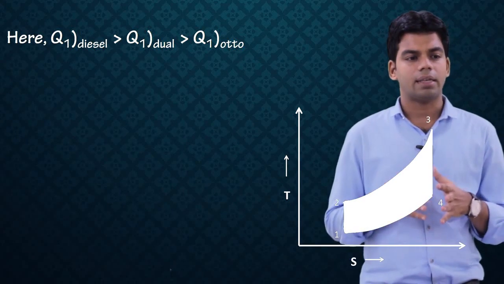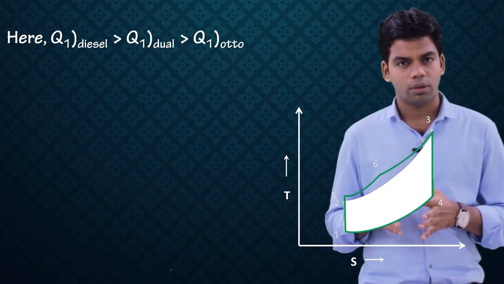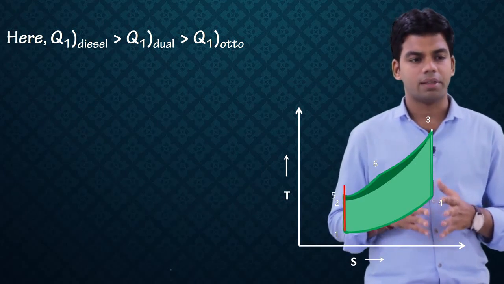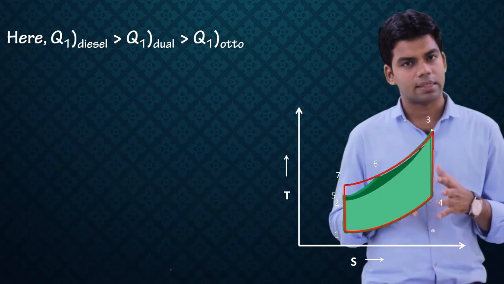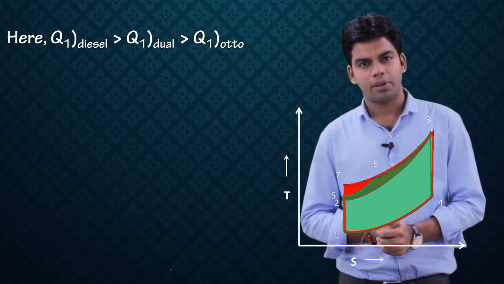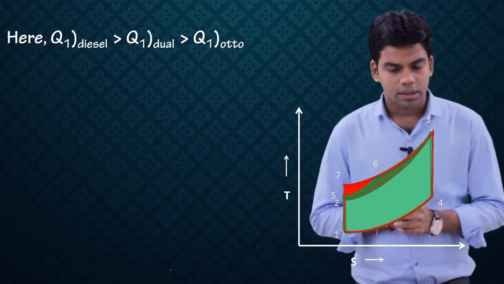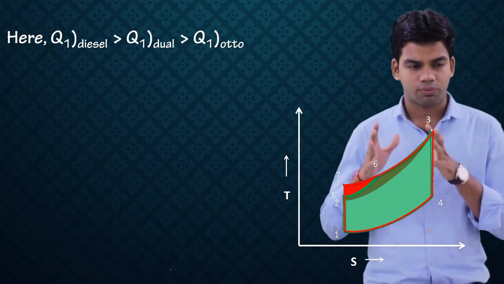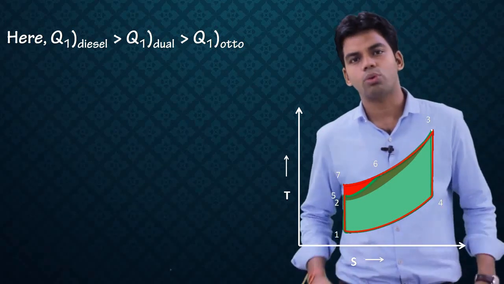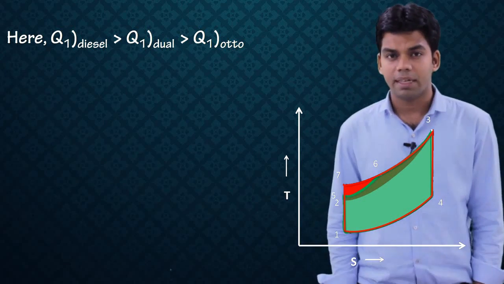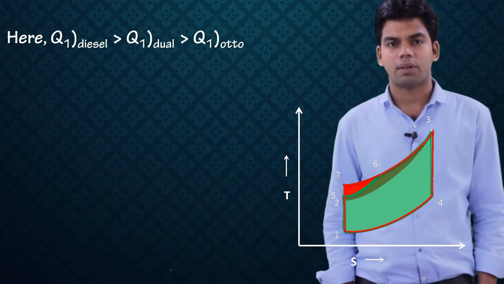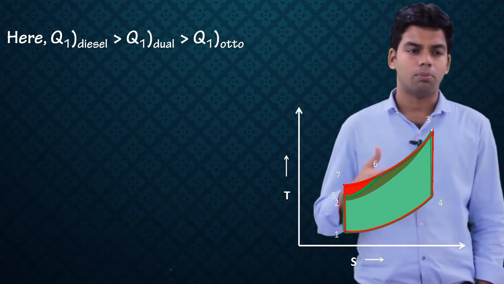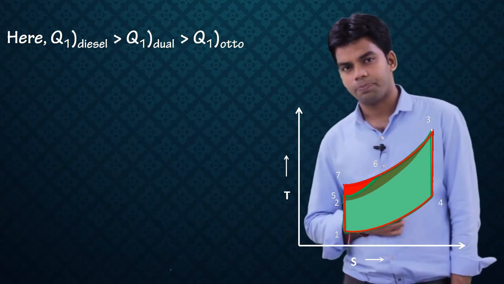Then 1, 5, 6, 3, 4 will be the dual cycle in green, and then 1, 7, 3, 4 is the diesel cycle in red. Okay. Now, the heat rejection has to be same, that means Q2 has to be same. You can see that 4-1 line we have taken as common, Q2 has to be same. So, for same heat rejection, obviously efficiency is 1 minus Q2 by Q1. If Q2 is same, more is the value of Q1, more will be the value of efficiency.